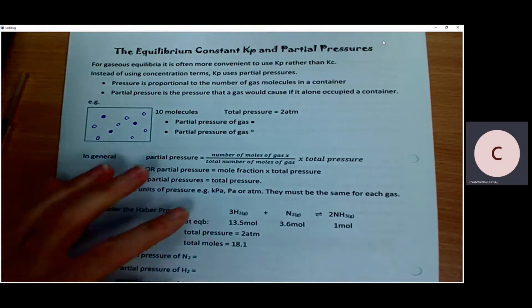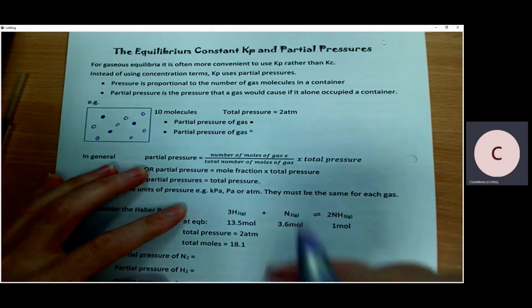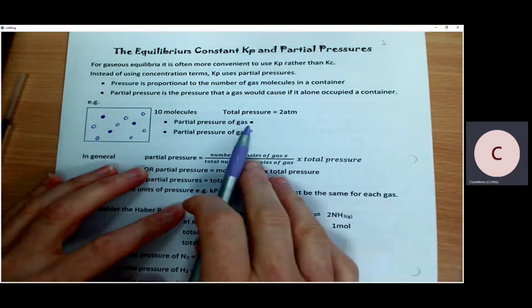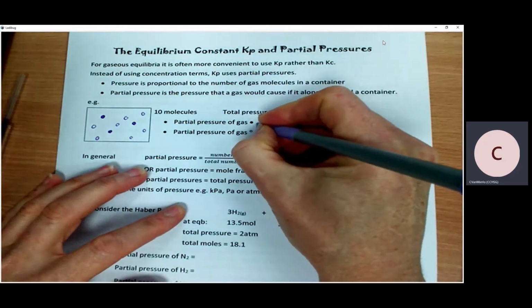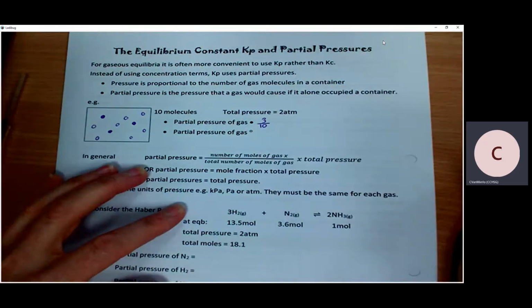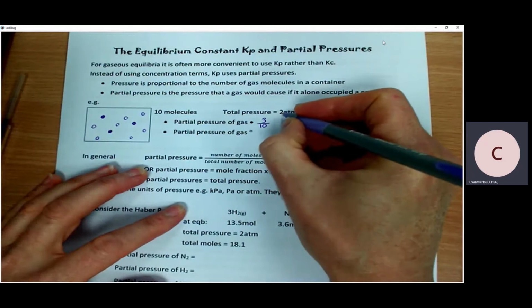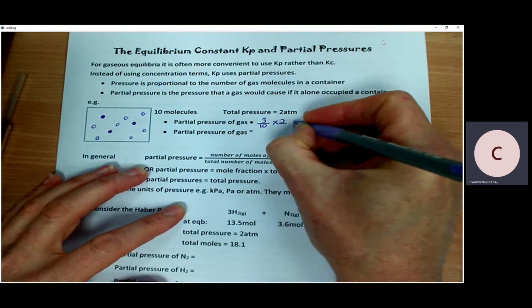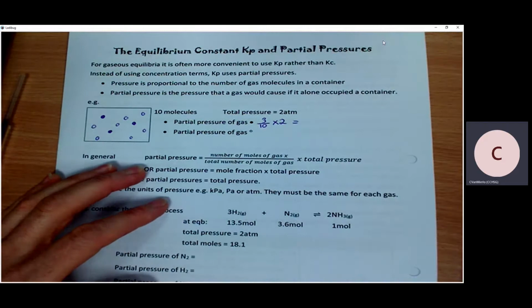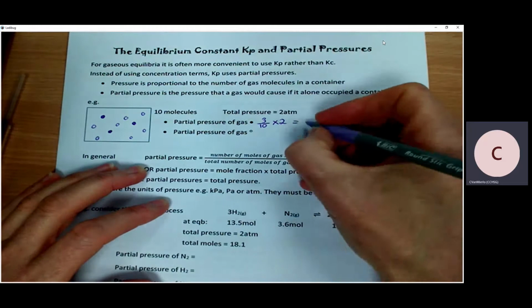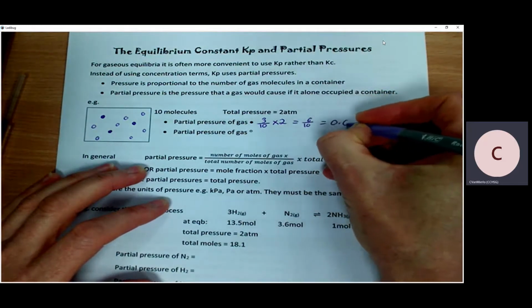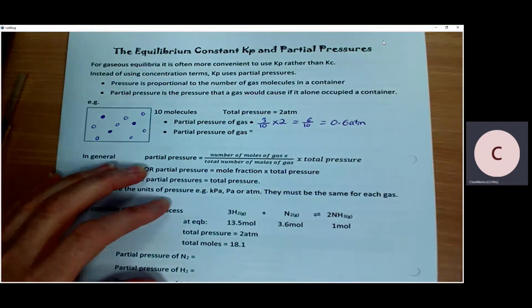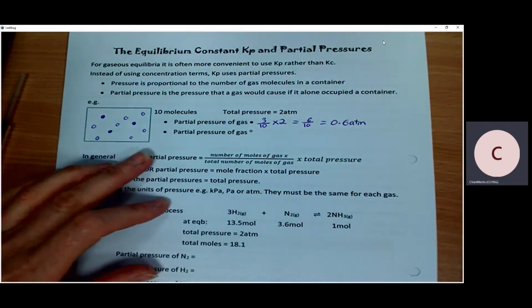And then we could think about what the partial pressure is going to be. Out of our 10 molecules, how many of them were coloured in? 3. So that means 3 out of 10 of our particles were contributing to our total pressure. That is then the partial pressure of that particular coloured in gas. So 3 out of 10 times 2 is 6 over 10, which is going to be 0.6. So we could say that our partial pressure of our coloured in gas is 0.6 atmospheres.